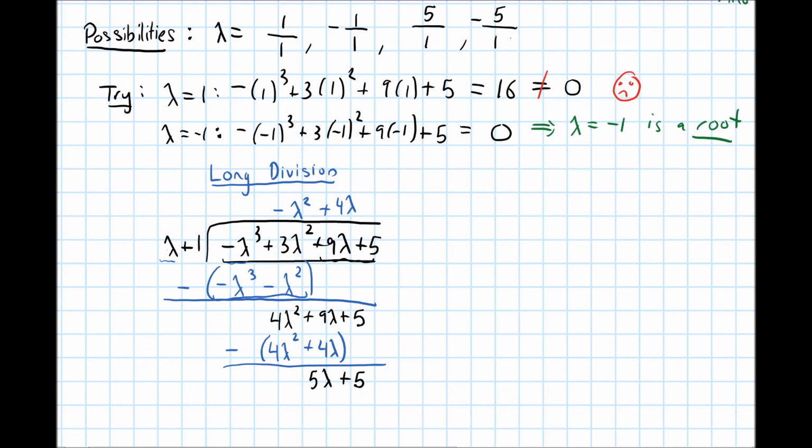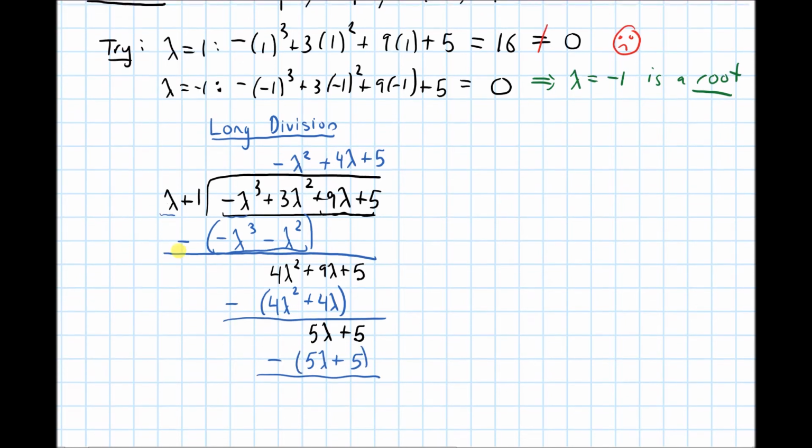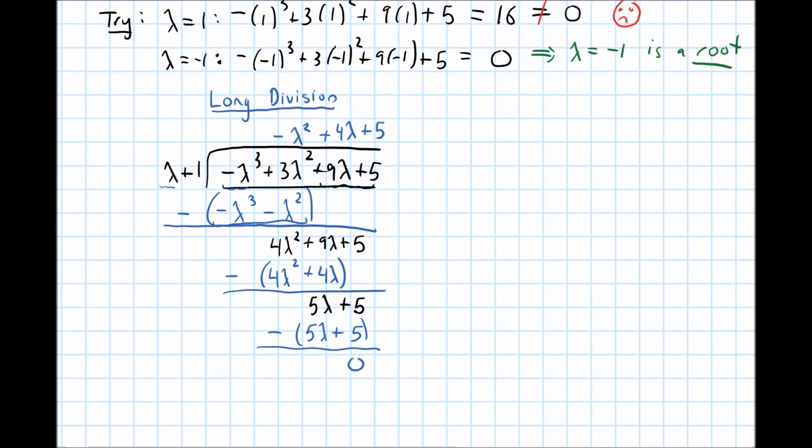So I do this one more time. What do I multiply lambda by to get 5 lambda, this leading term? I would multiply by positive 5. And if I multiply 5 by lambda plus 1, we get 5 lambda plus 5. So now I subtract again. And when I subtract this time, we get 0. And when we get 0, that means the lambda plus 1 divided evenly into our polynomial. So we need this remainder to be 0 for this division to work, to go in evenly.